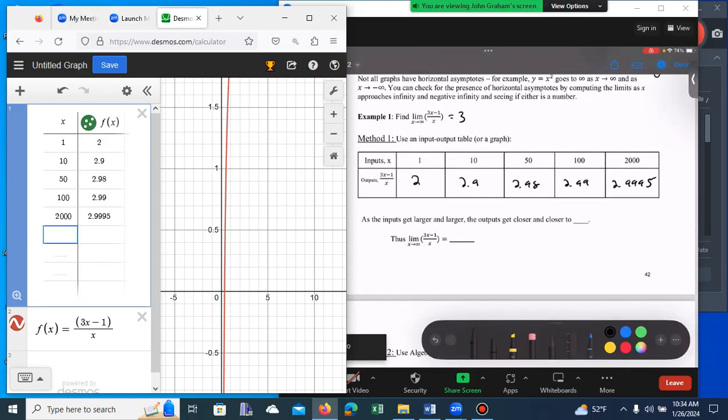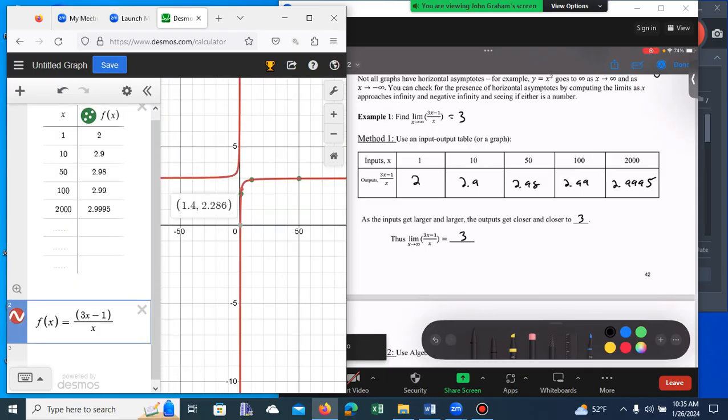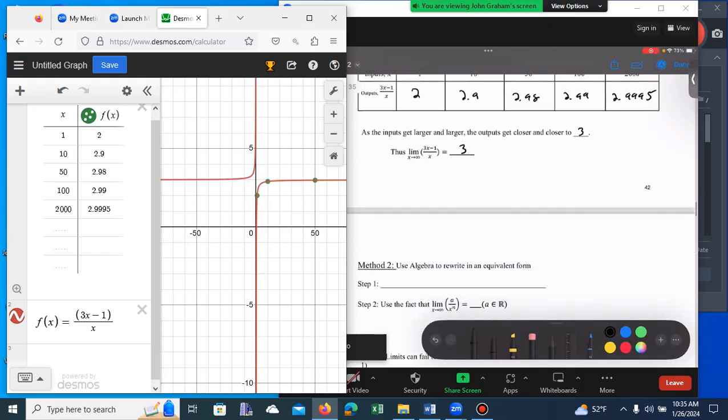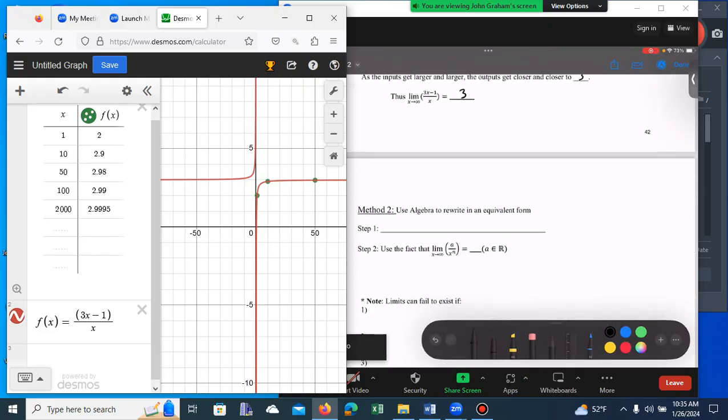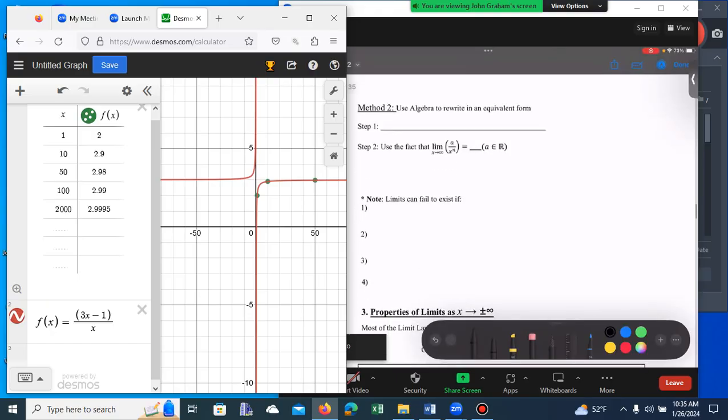As we input larger and larger values of x, the number is getting closer and closer to 3. Right, so that's the limit. You can see on the graph, when we zoom out, that's what it's going to. As x gets larger and larger, it's going to 3. And we see it does that on the other side too. Or not 3, but as x goes to negative infinity, it goes to -3.